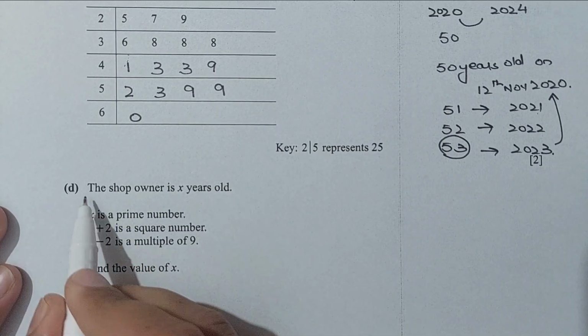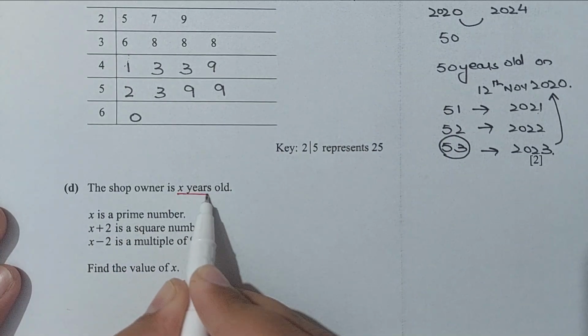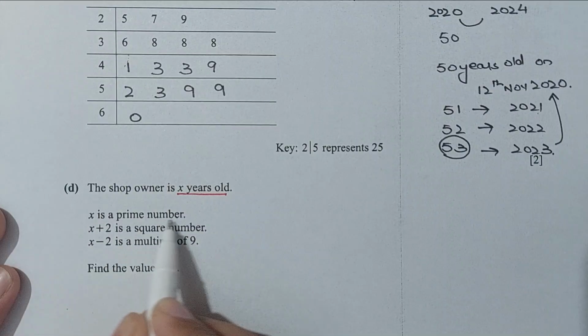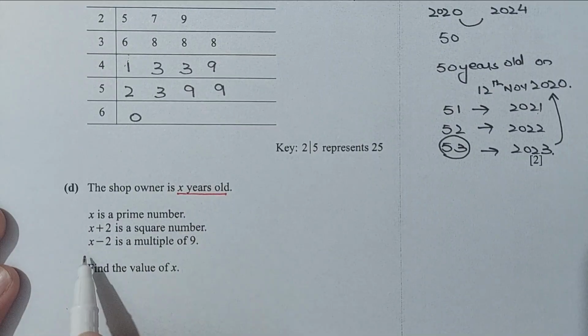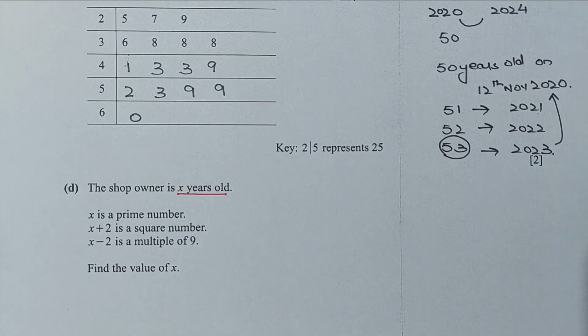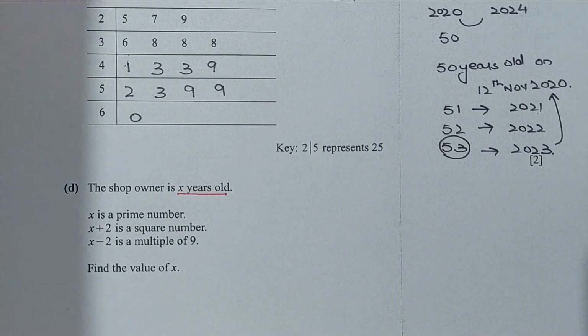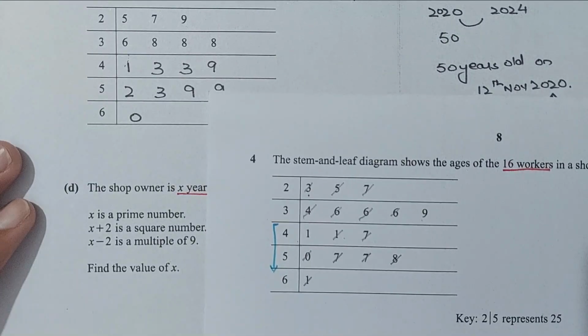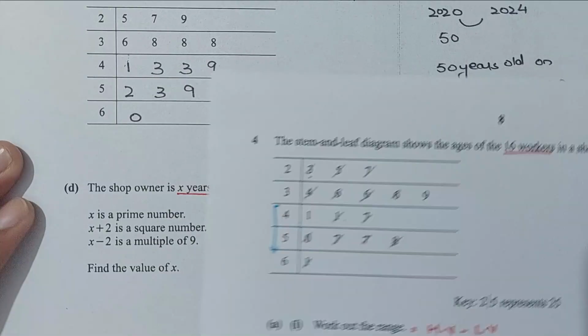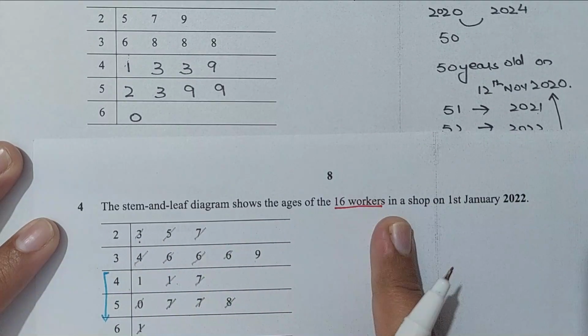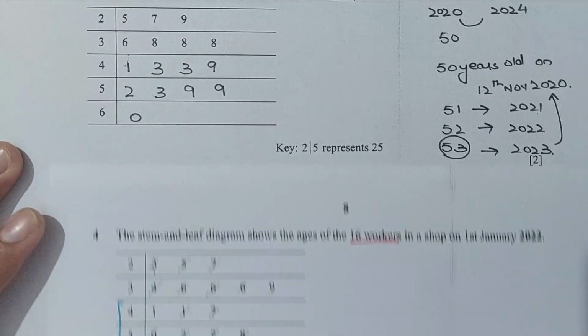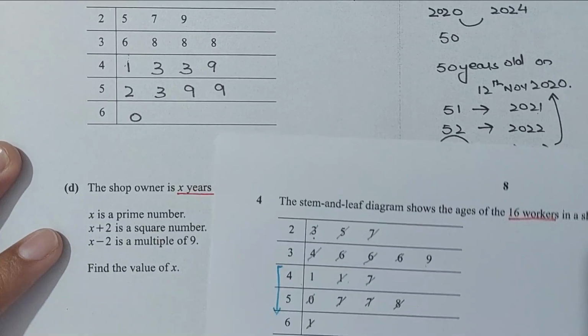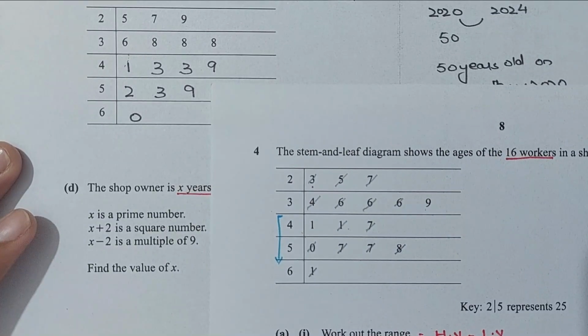Now moving to part D, the shop owner is X years old. X is a prime number. X plus 2 is a square number. X minus 2 is a multiple of 9. Find the value of X. So we have to use the same ages from the stem and leaf diagram, because the diagram shows the ages of the 16 workers in a shop and the shop owner is X years old. So these are the ages which we're going to use.